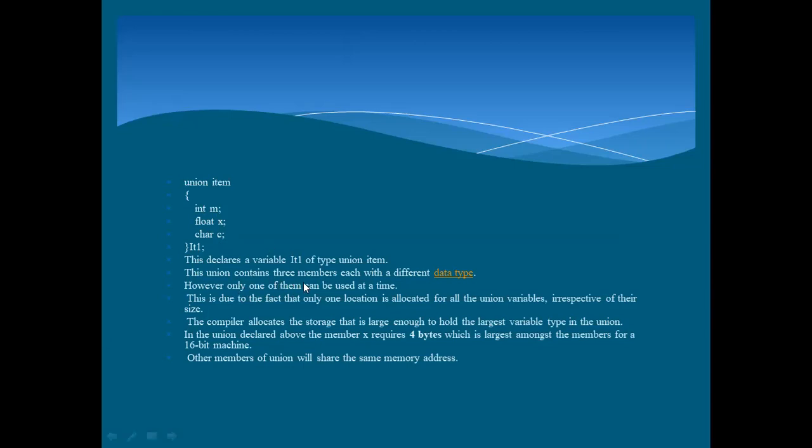Here only one of them can be used at a time. This is due to the fact that only one location is allocated for all the union variables, irrespective of their size. The compiler allocates storage that is large enough to hold the largest variable type in the union. In the union declared above, member x requires 4 bytes, which is the largest among the members, for a 16-bit machine. So the other members of the union will share the same memory address.